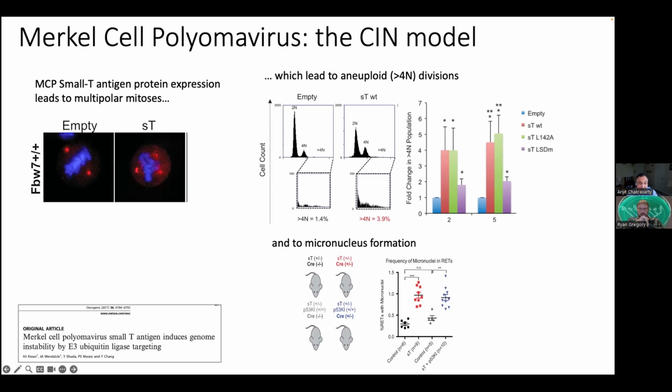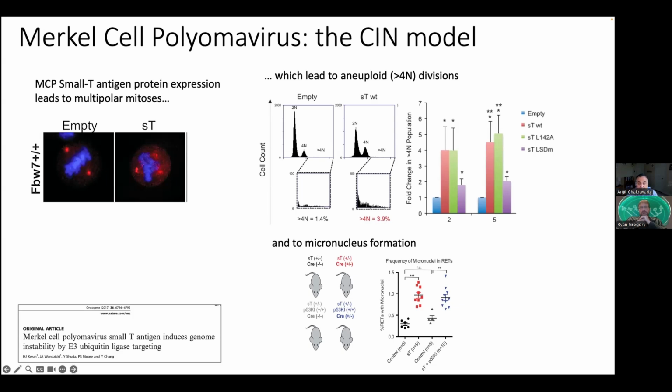And those multipolar mitoses you can see on the left. In this particular case, you see these cells. The blue is the chromosomes, and these are cells during mitosis. You can see they're at metaphase. All the chromosomes are lined up neatly. The spindle poles are marked in red, and that's rhodamine, I think, marking the tubulin. And on the right-hand side, you can see what happens in an overexpression situation. If you overexpress MCP small t antigen, you see multipolar mitosis.